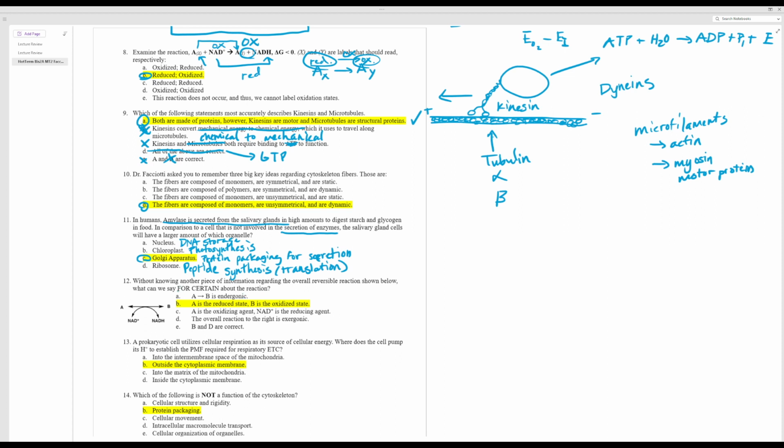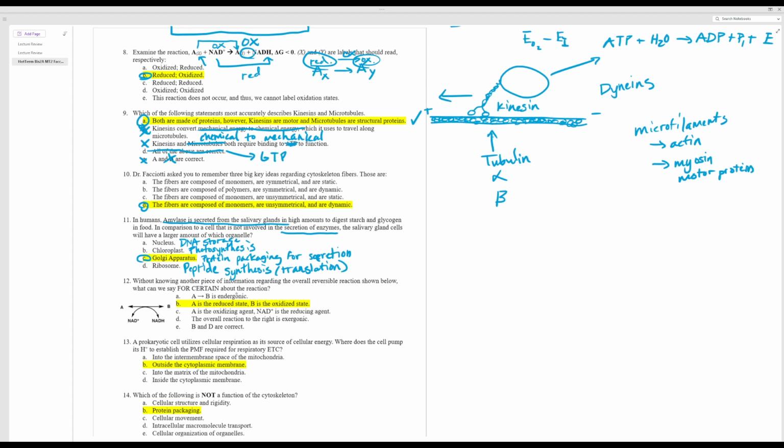Anyways, question 12. Without knowing another piece of information regarding the overall reversible reaction shown below. So if it's reversible, that tells us one of the directions is favorable. What can we say for certain about the reaction? So one of these directions is favorable. Do I know which one is favorable? I have no idea because it was not stated to me.